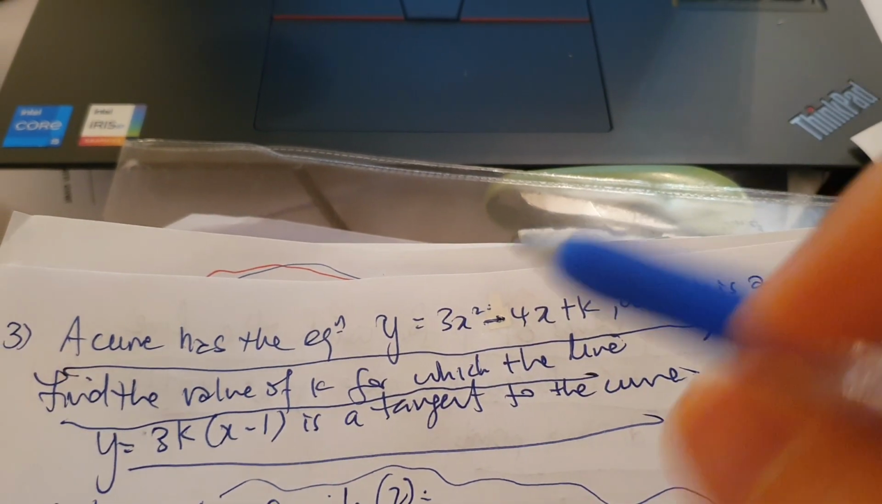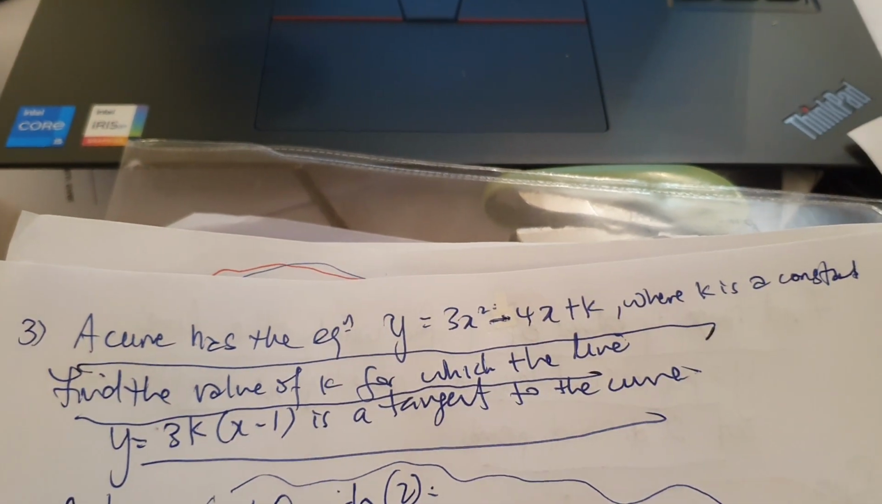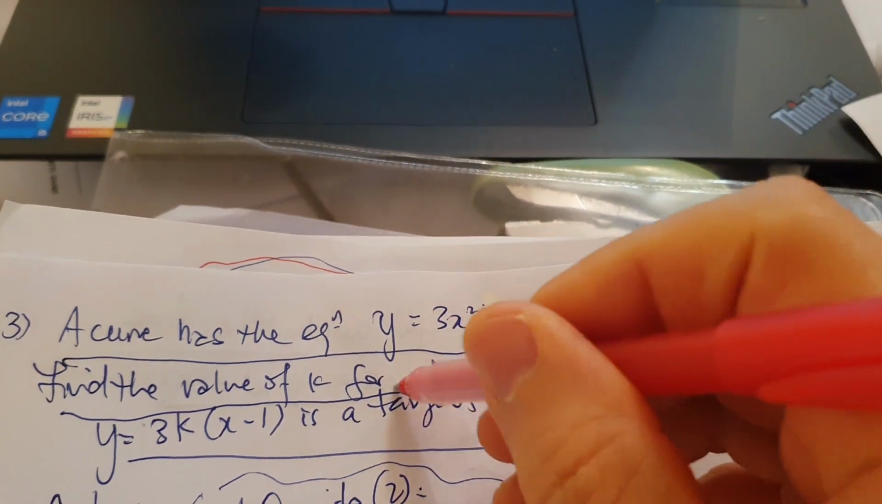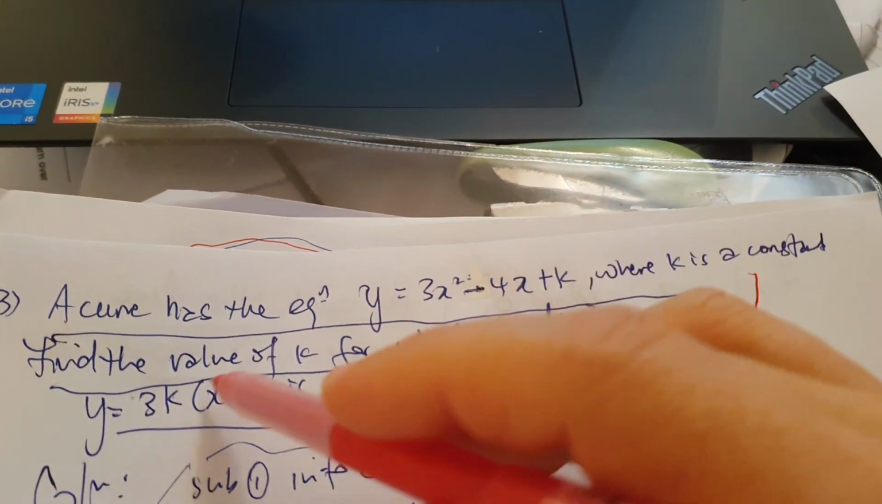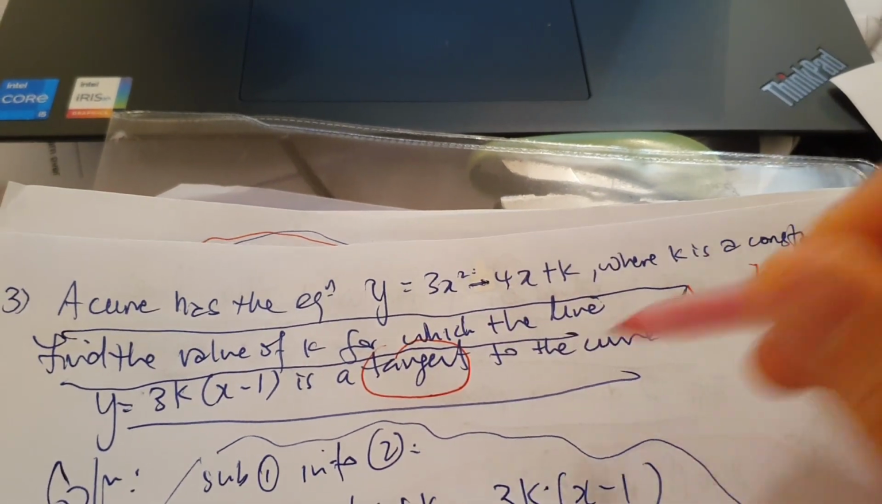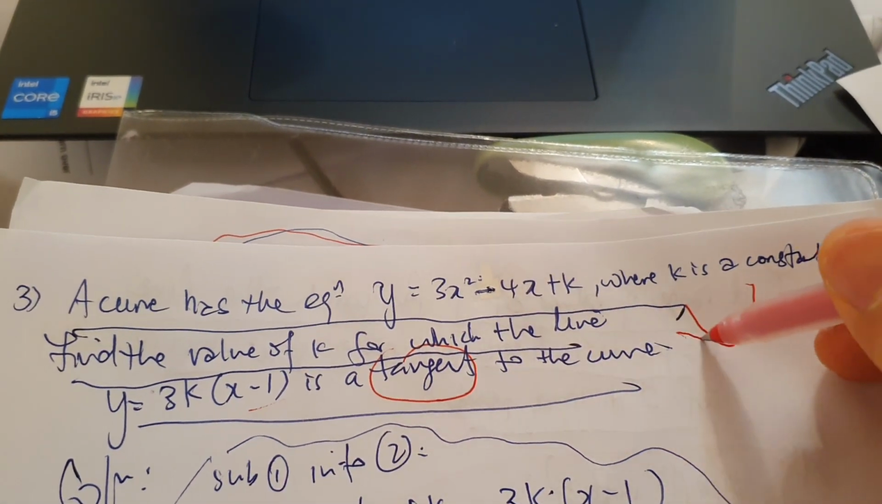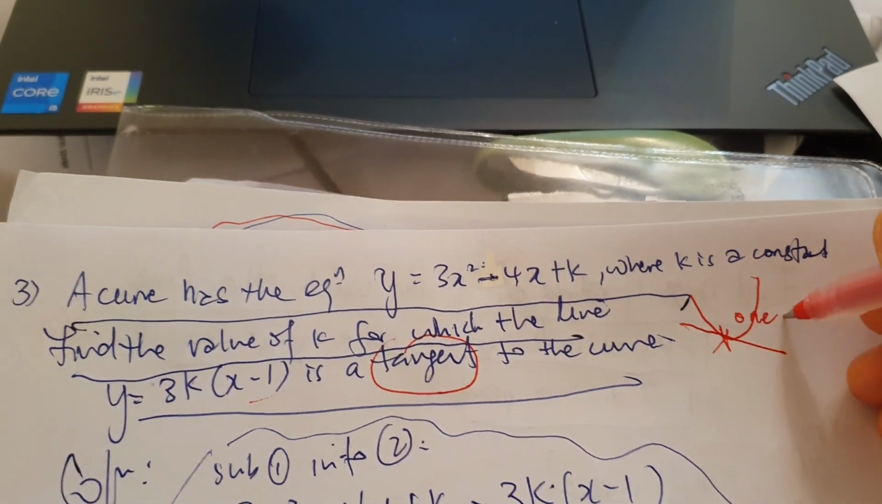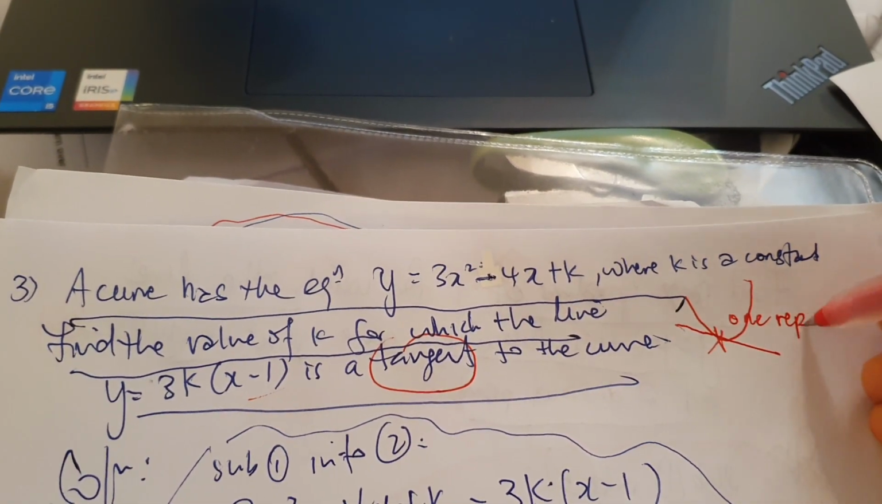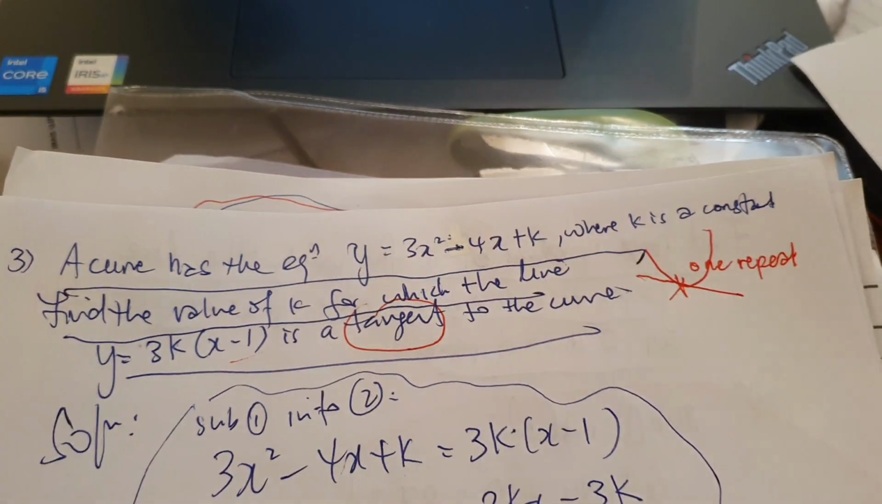Let's look at question 3 now. It's a question which involves tangent. Tangent means that there's a curve, right? The line only touches the curve at one point. So one point means only one repeated root or one real and equal root.